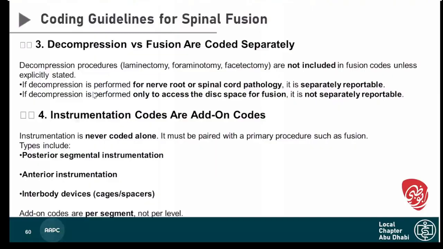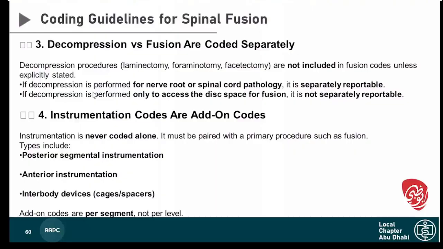Instrumentation codes are add-on codes. So we have CPT codes for spinal instrumentation, because spinal fusion surgery has 3 steps: removal of the disc, then placement of the graft, then instrumentation. So we have to assign the CPT codes for both the graft and the instrumentation also. These instrumentation codes are add-on codes.